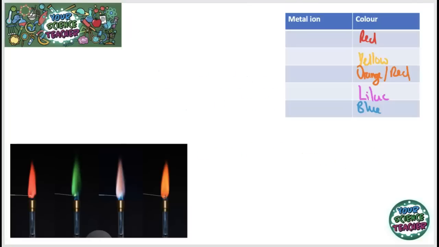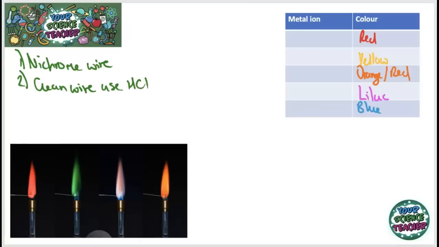The next required practical is looking at identification of different ions. And we're first going to look at my favourite practical in the GCSE Chemistry syllabus, which is identification of metal ions using flame tests. And the way to carry out a flame test is first you're going to need some nichrome wire. This is what we are going to put into our Bunsen burner, and we need to clean our nichrome wire using an acid. Usually we use HCl in order to clean our nichrome wire.